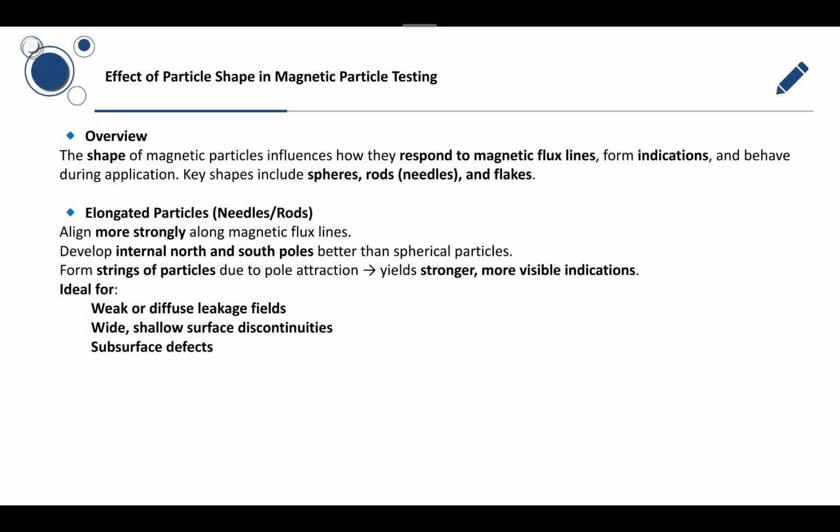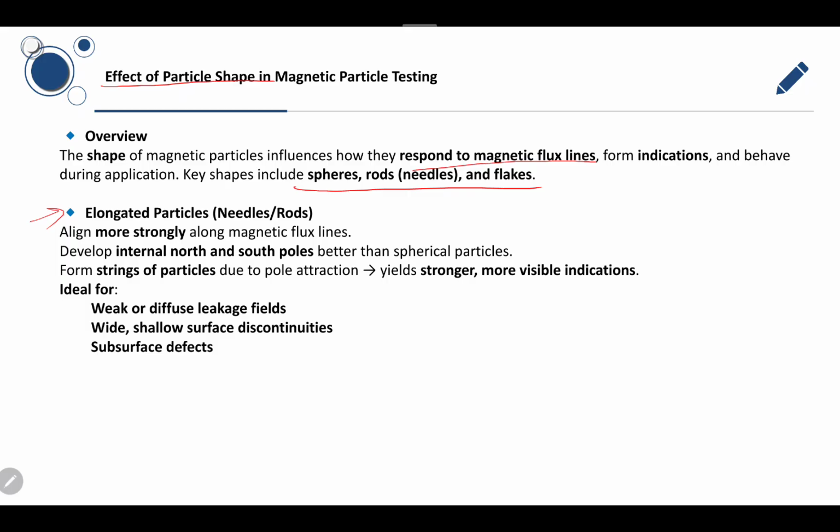The next slide is effect of particle shape. The shape of magnetic particles significantly influences how they interact with magnetic flux lines, form indications, and behave during application. Common shapes include spheres, rods, and flakes.